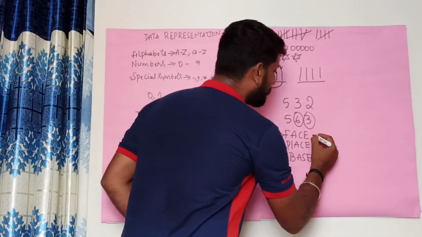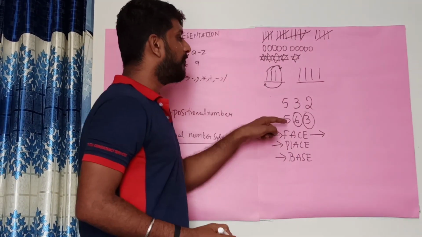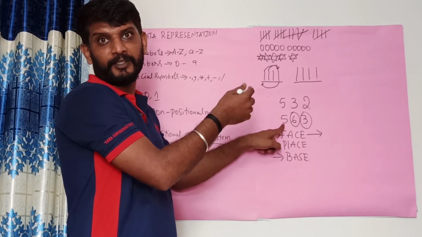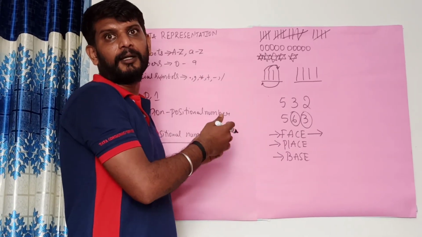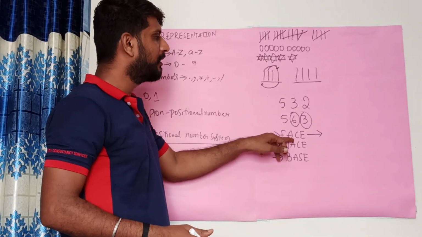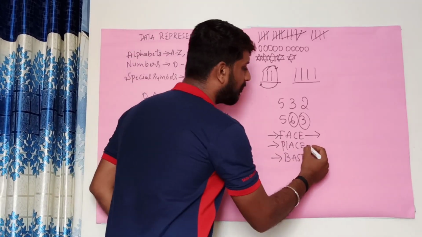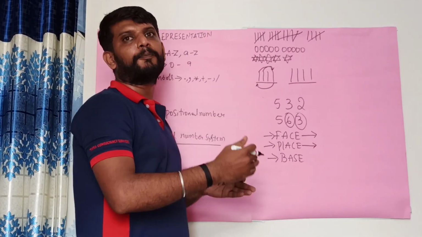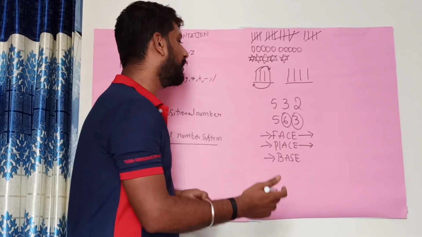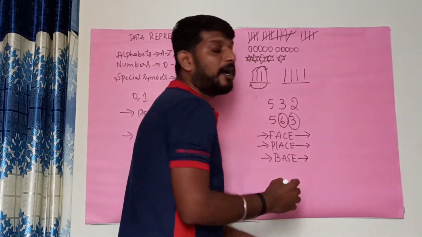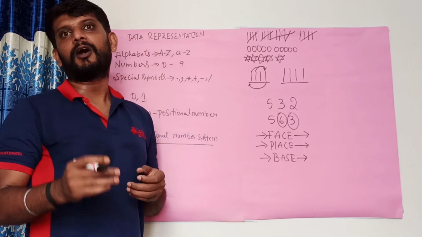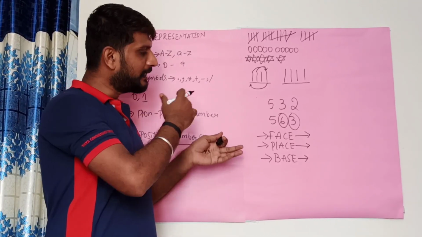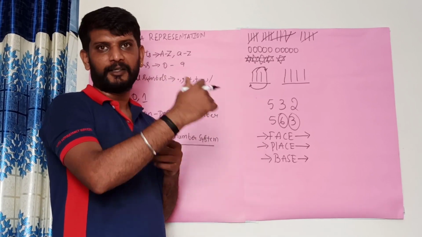Face represents the value of the symbol which you are using, in whichever place you are placing the symbol. That is nothing but the face. The next thing is called the place. The place represents the position of that particular symbol, and base represents how many symbols are present in that particular number system. These things will be discussed in our further videos.